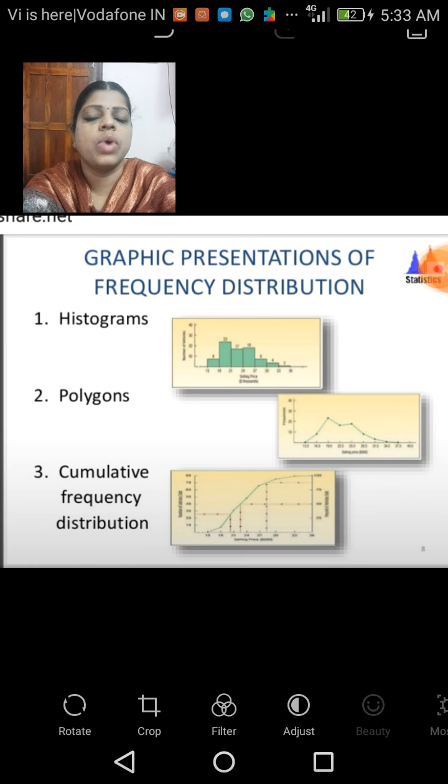The third one is the cumulative frequency distribution. Here also, I told you about the CF values. Using the CF values, we have depicted the schedule graphically. So children, this is actually the graphical representation of the frequency distribution table.